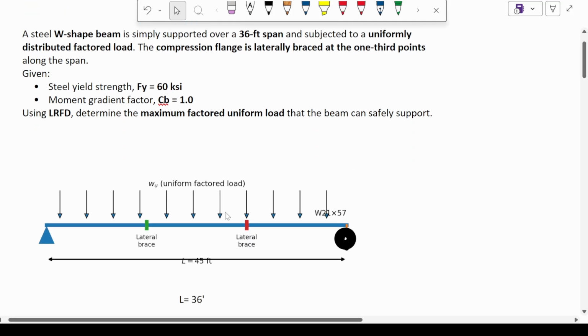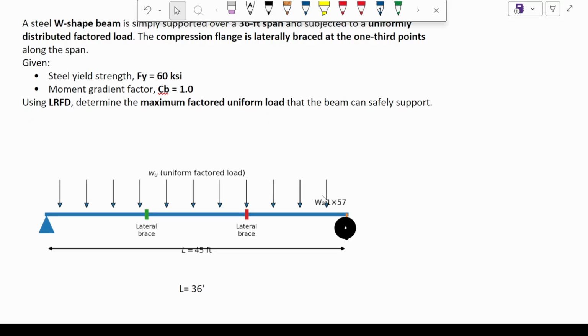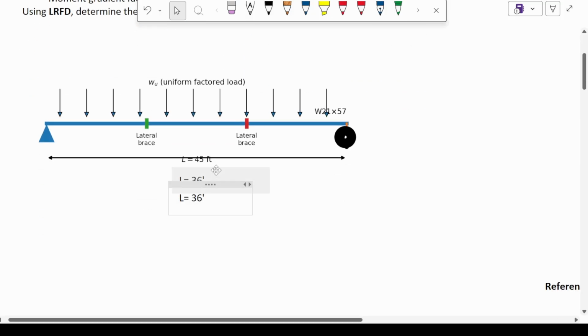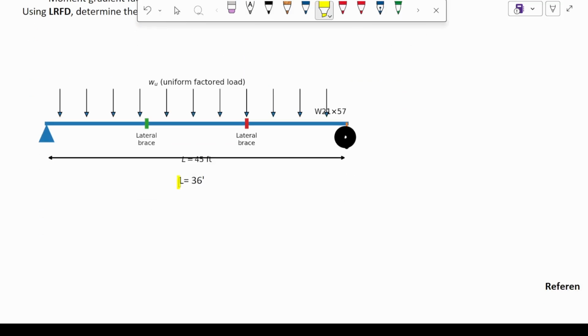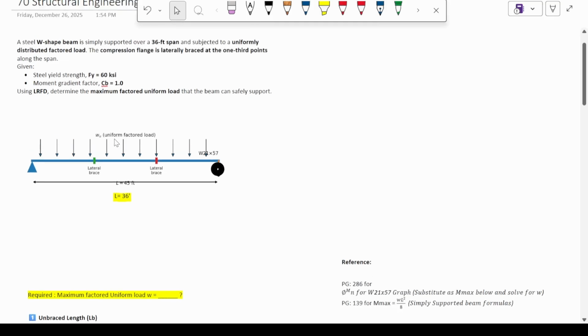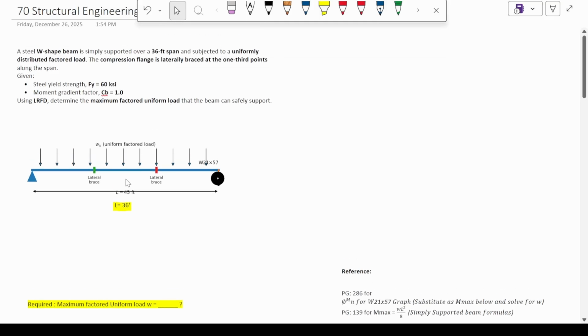The beam is provided, it is under a uniform distributed load, and it is laterally braced, dividing the whole span into 3 mini spans. The beam itself is W21 by 57 and the length of the beam is 36. So using this data, they're asking us to find the maximum factored uniform load Wu.